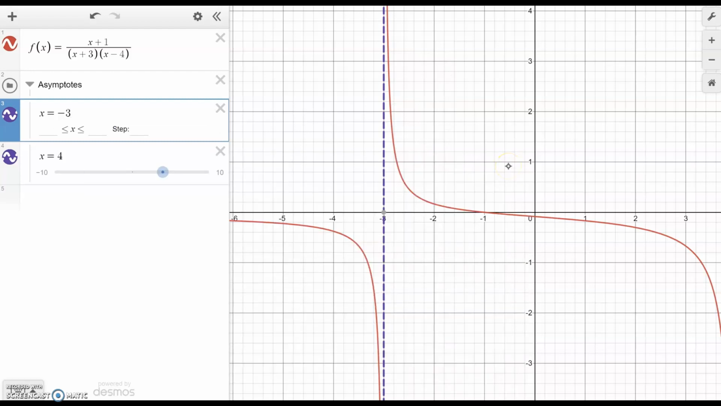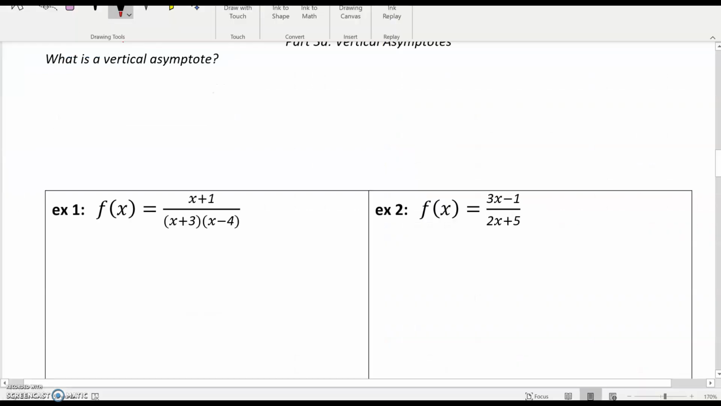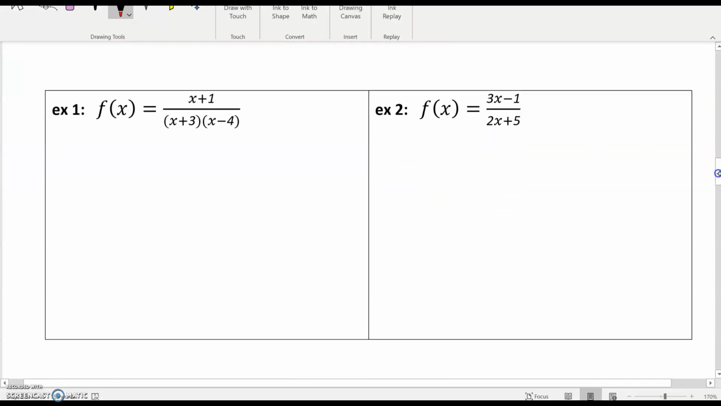Hopefully this is bringing back some memories from Algebra 1. Now, let's say I took x equals -3 and I plugged it into the function, what would happen? And this is where I'm going to go back over to the notes. Okay, so I kind of did this a little bit backwards, but we know the vertical asymptote, or at least one of them right now, is at x equals -3. I want to figure out why that is.